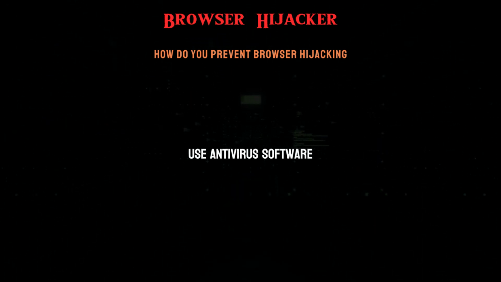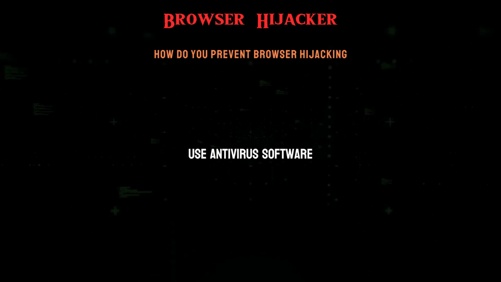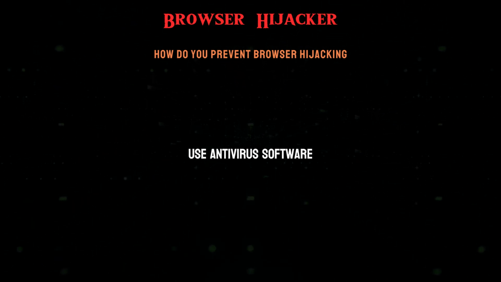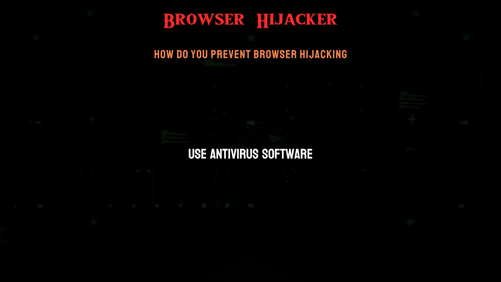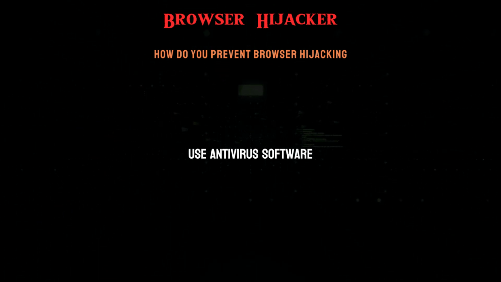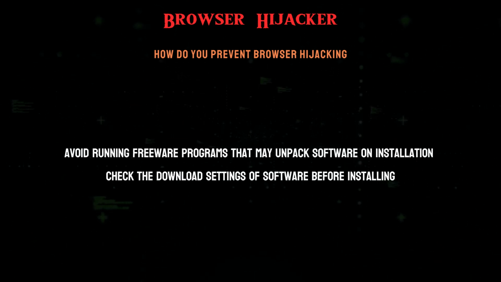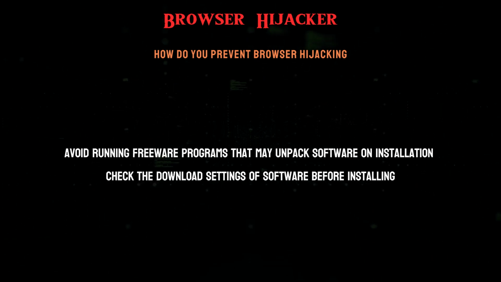Use antivirus software. Installing good antivirus software and keeping it updated with the latest patches helps defend against browser hijacking. Some antivirus software offers protection in real time, warning the user if downloaded software tries to change browser settings. Some antivirus software enables the user to stop those changes from being made. Avoid running freeware programs that may unpack software on installation. Check the download settings of software before installing.